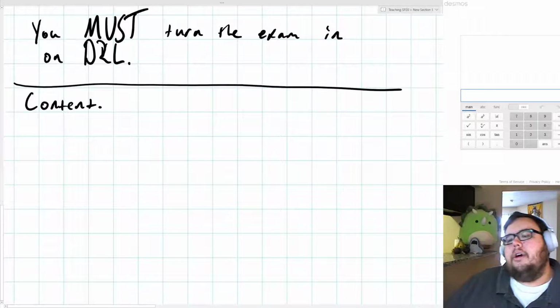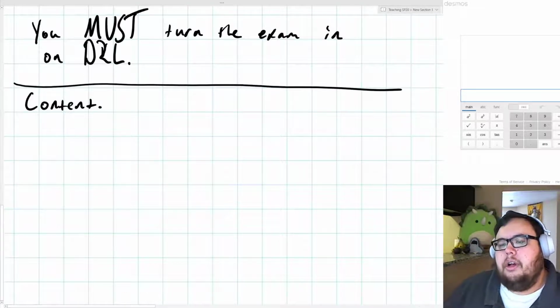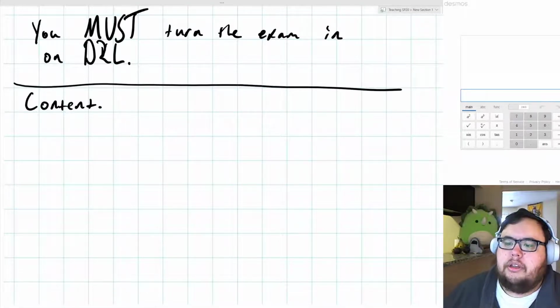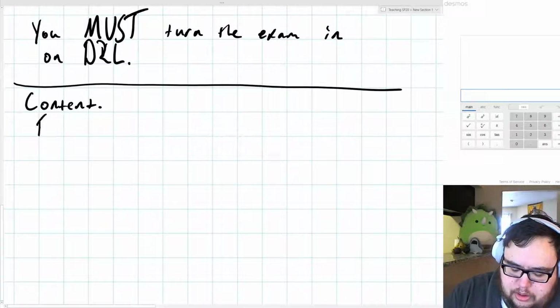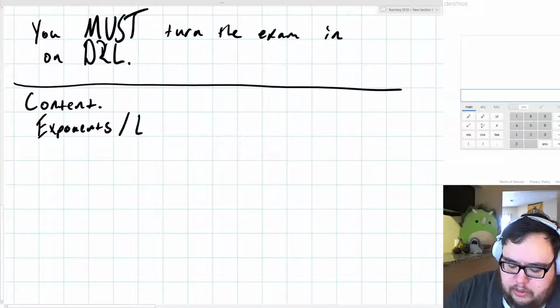Content review wise, this unit that we covered here was on exponents and logarithms, right? Exponents and logarithms.